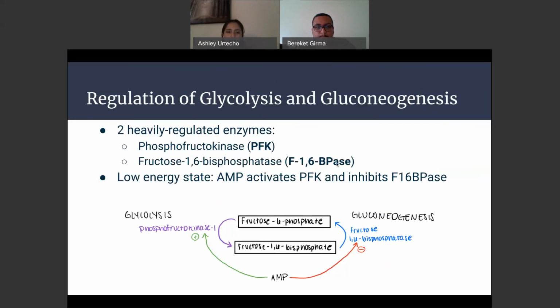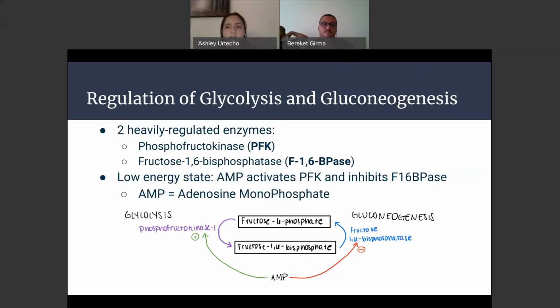So in a low energy state, AMP will activate PFK and it will inhibit fructose 1,6-bisphosphatase. High levels of AMP tell you that the cell is starving of energy. So if you have high AMP, you will have low ATP. AMP stands for adenosine monophosphate and ATP stands for adenosine triphosphate. So AMP is kind of like the opposite of ATP. If you have high levels of AMP, that means the cell has low energy.